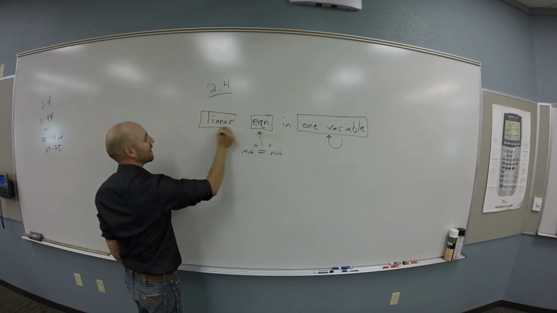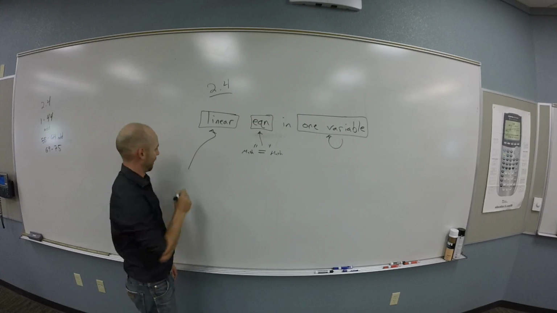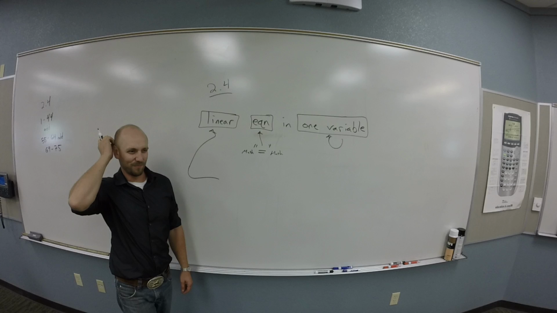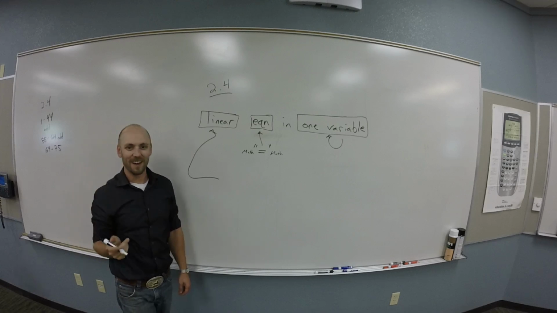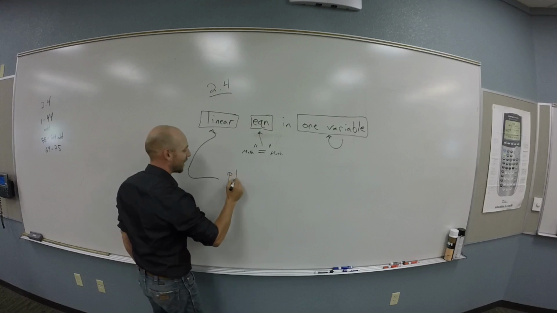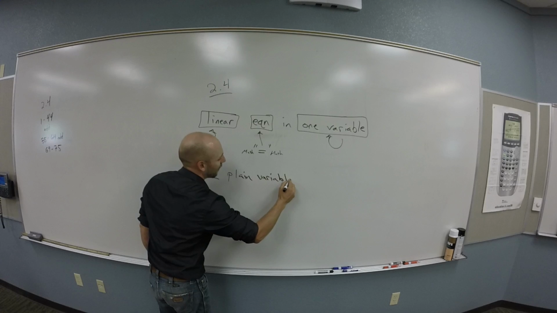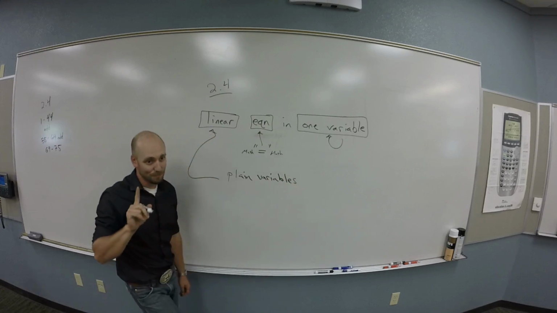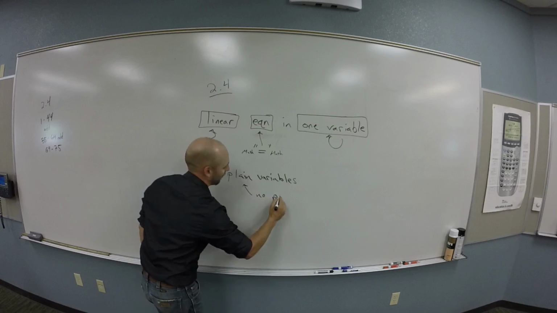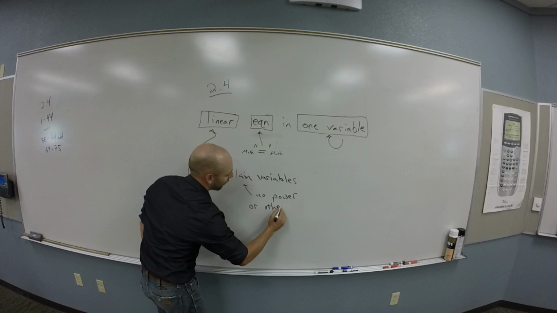All right, and linear? Yeah, really this should mean something about lines. But that's totally not obvious, so I'm just going to give you the dead giveaway, which is that there are plain variables. What I mean by plain is that there are no powers or other weird decorations.